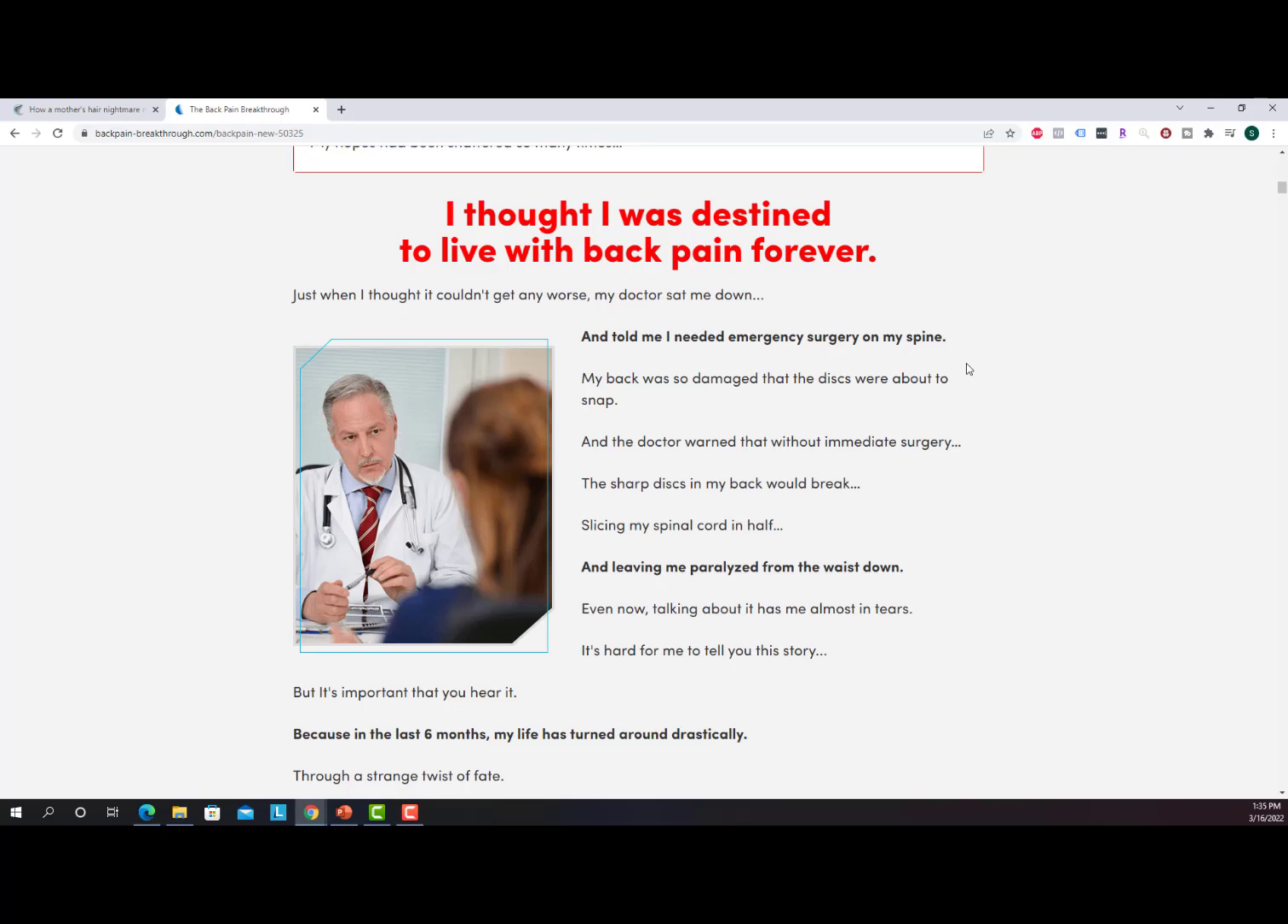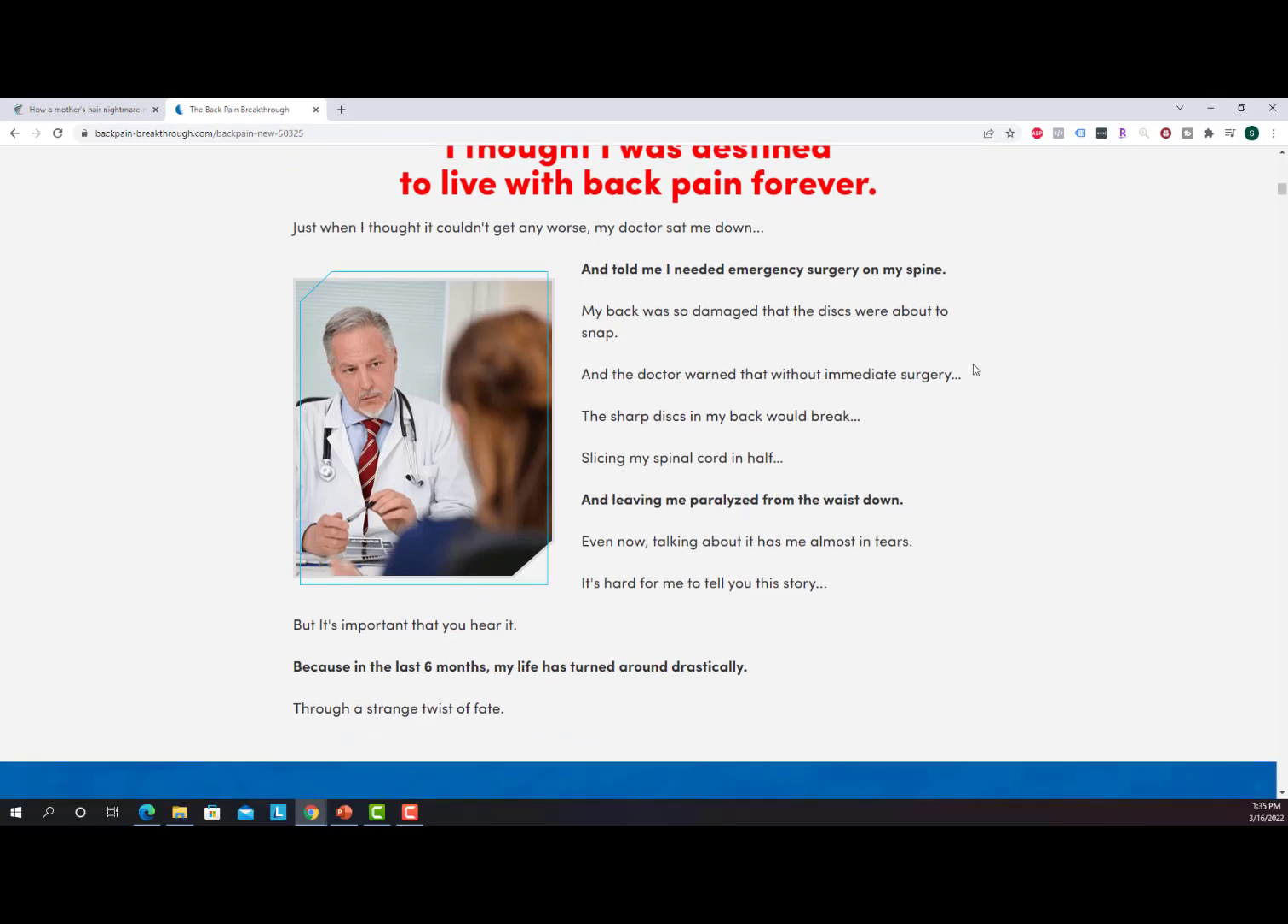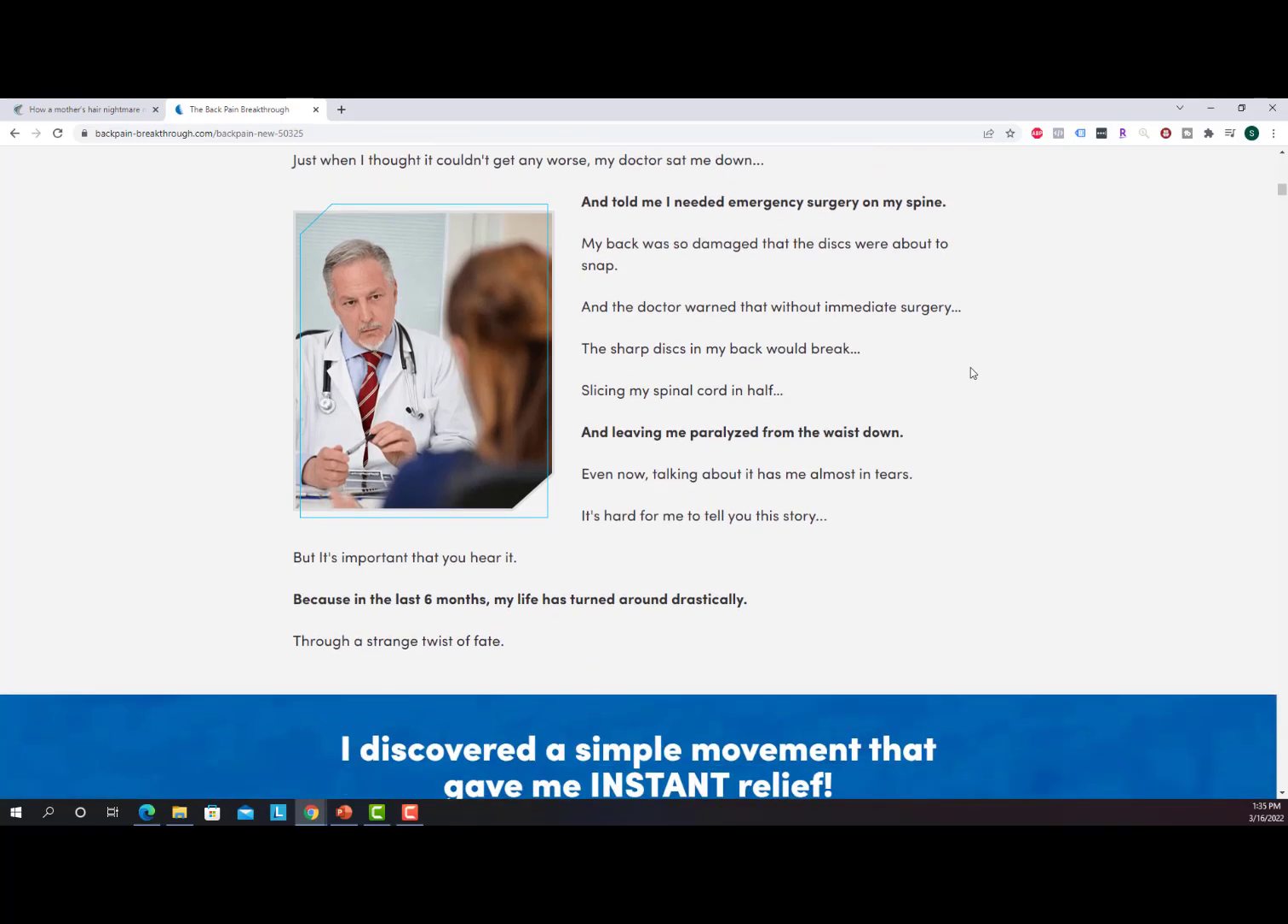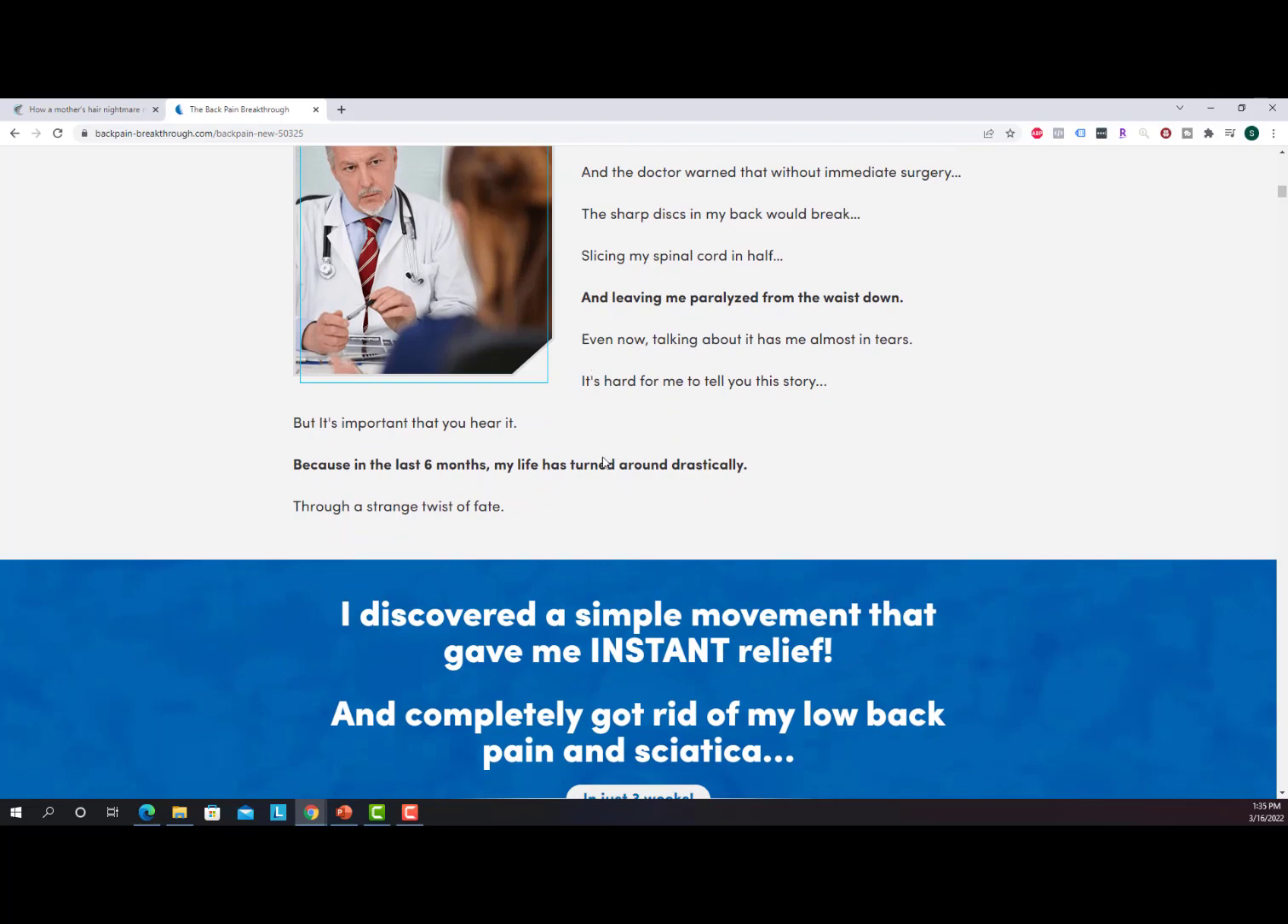My back was so damaged that the discs were about to snap, really creating a nightmare scenario here as well. And then it transitions into, because in the last 6 months, my life has turned around drastically through a strange twist of fate. So you've got the story lead, and you've also got the secret element. You're teasing the secret as part of the story. So it's a very powerful technique.